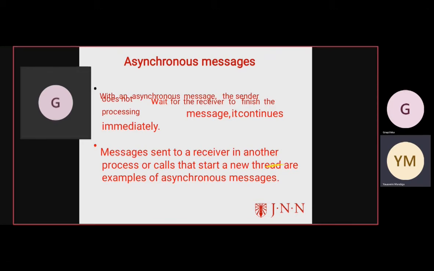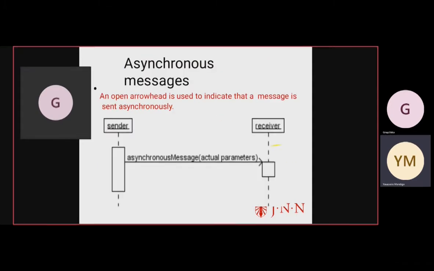First of all, we have the sender and receiver passing messages. What do they pass now? An asynchronous message with actual parameters. We can see an example of this asynchronous message now.